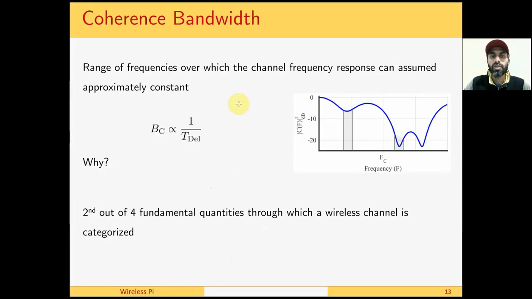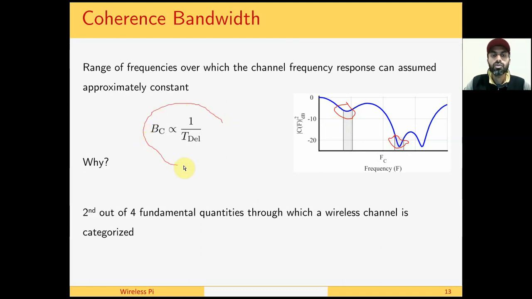This brings us to coherence bandwidth. It is a range of frequencies over which the channel frequency response can be assumed as approximately constant. So the coherence bandwidth of this channel, as we can see in this figure, is not very large.